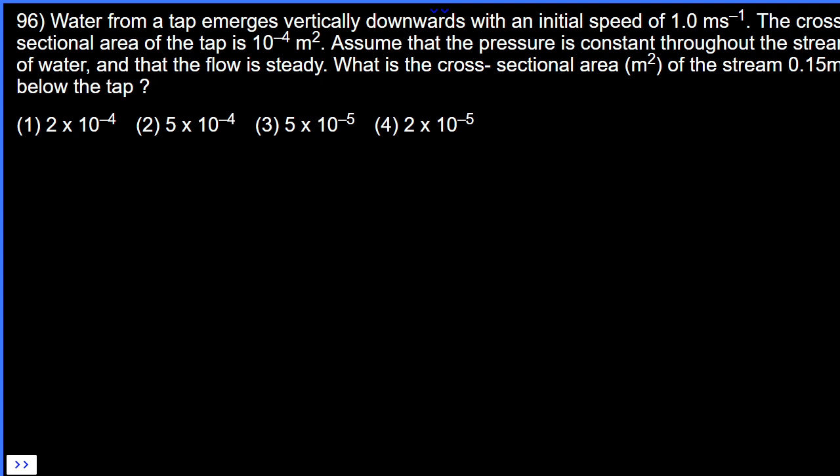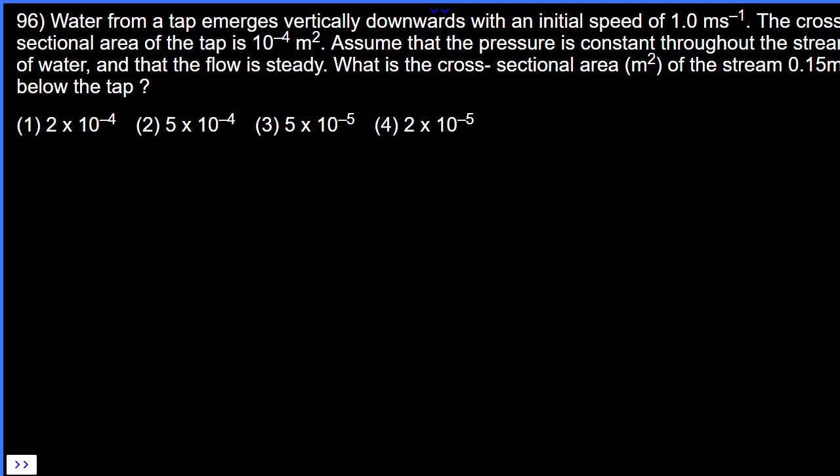The next problem is water from a tap. Water from a tap emerges vertically downwards with an initial speed of 10 meter per second. The cross-sectional area of the tap is 10 power minus 4 meter square. Assume that the pressure is constant throughout the stream of water and the flow is steady. What is the cross-sectional area of this stream at 0.15 meter below the tap?